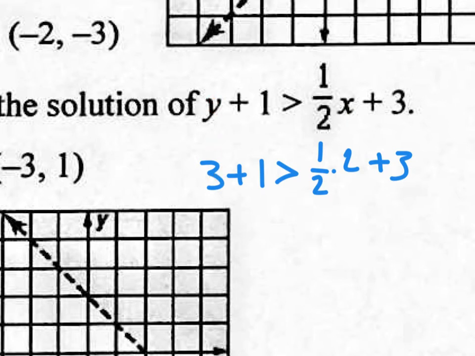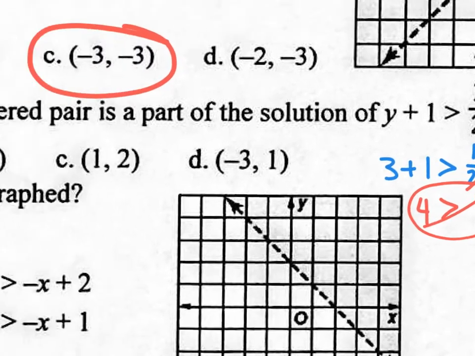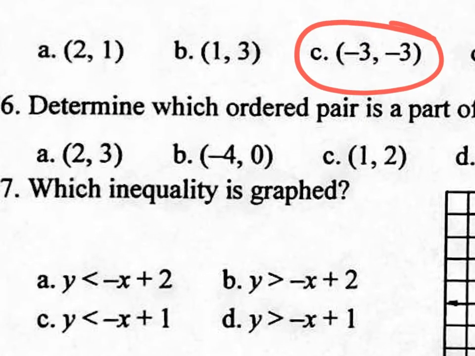Now let's see if this actually works. We end up with 4 is greater than 1 plus 3 is 4. Is that a true statement? Is 4 greater than 4? No, this is not it. So option A did not work. This coordinate is not a solution. It doesn't work. It doesn't give you a true statement.